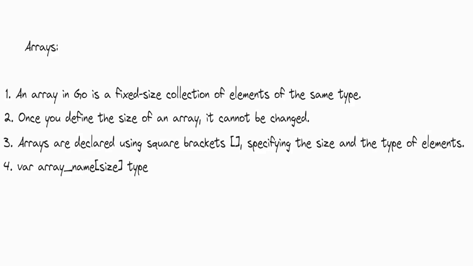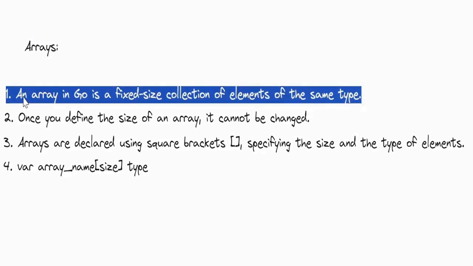Arrays and slices are the fundamental data structure of any programming language. Let's understand arrays in GoLang first. So an array in Go is a fixed size collection of elements of the same data type.